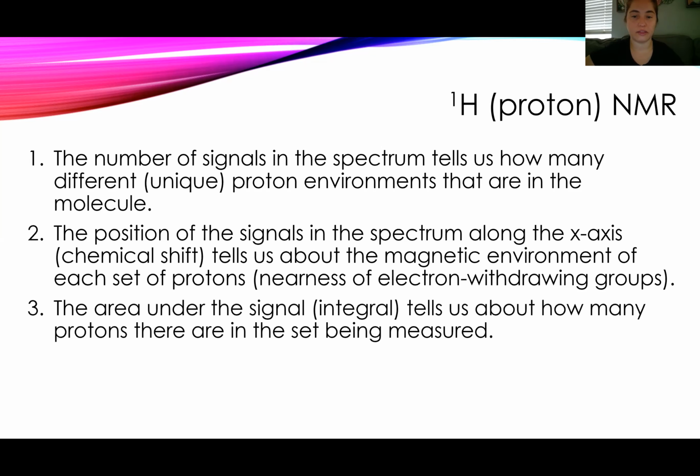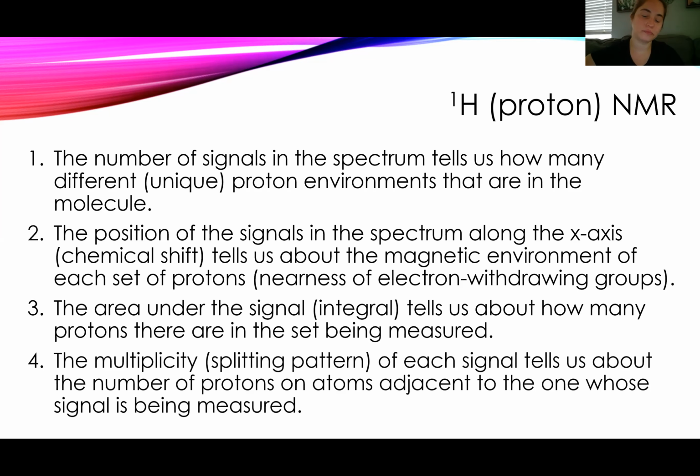The area underneath the actual signal that's coming from the NMR is called the integral. So this is taken straight from math, right? The integral is the area under a curve. This tells us about how many protons there are in the set being measured. And then the last thing that you can get from proton NMR is by looking at the multiplicity, which is called the splitting pattern of each signal, which tells us the number of protons on atoms adjacent to the one whose signal is being measured. So this is a lot of words. We're going to go through each one of these things individually.